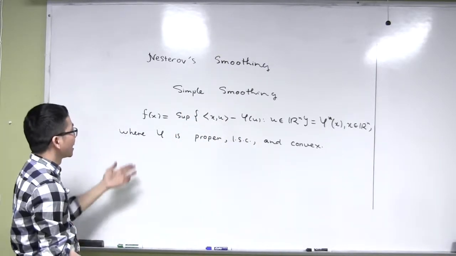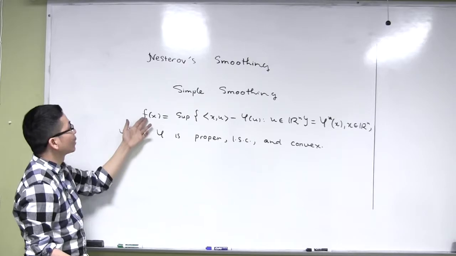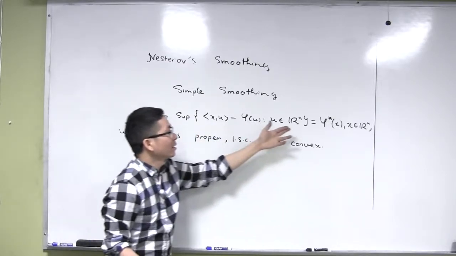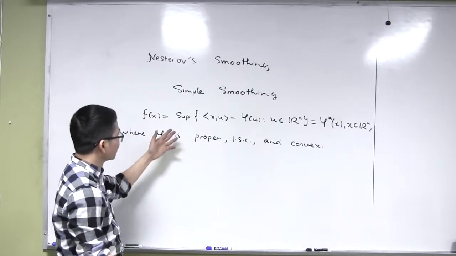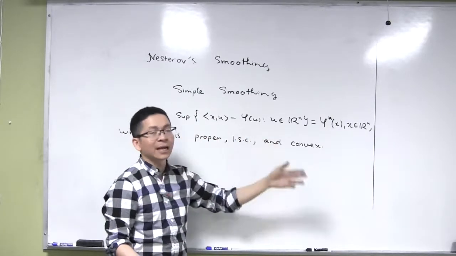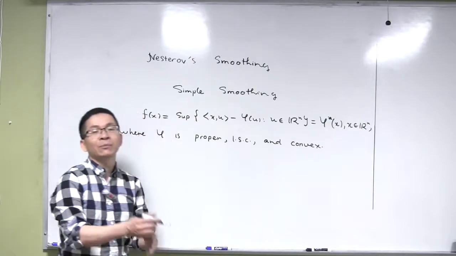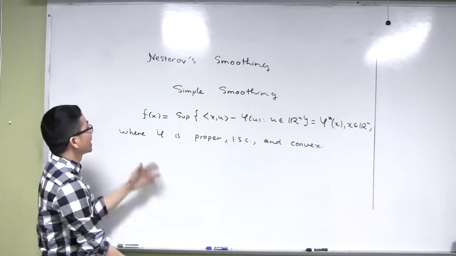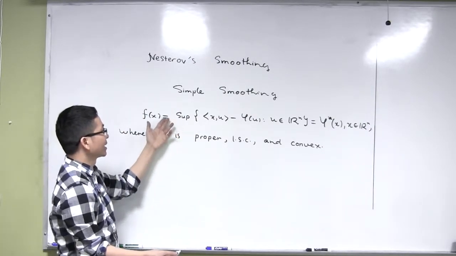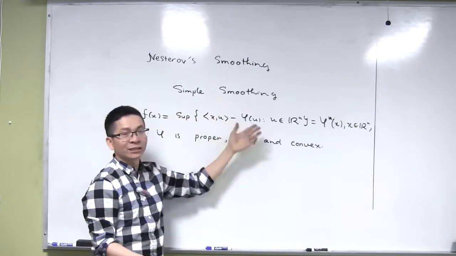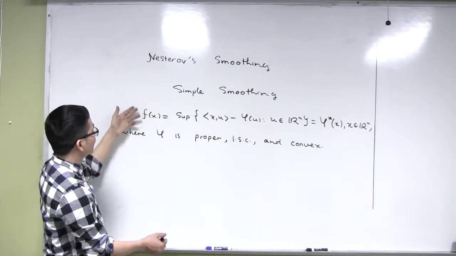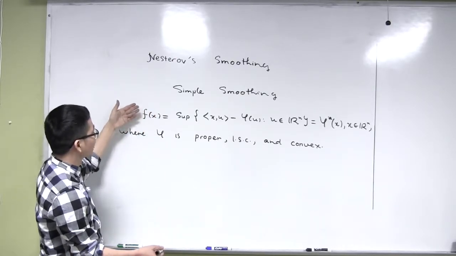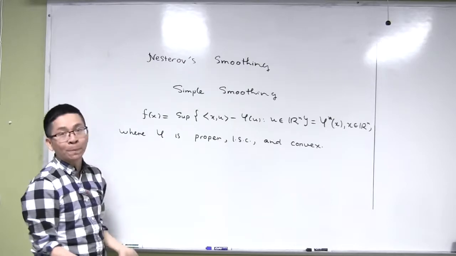The main idea is that we only consider the case where f is just the Fenchel conjugate of a function phi, where phi is proper, lower semi-continuous and convex. And again, from my previous lectures, you can see that many non-smooth functions can be represented in this form. And again, our goal is to find a smooth approximation of the function f of this form.